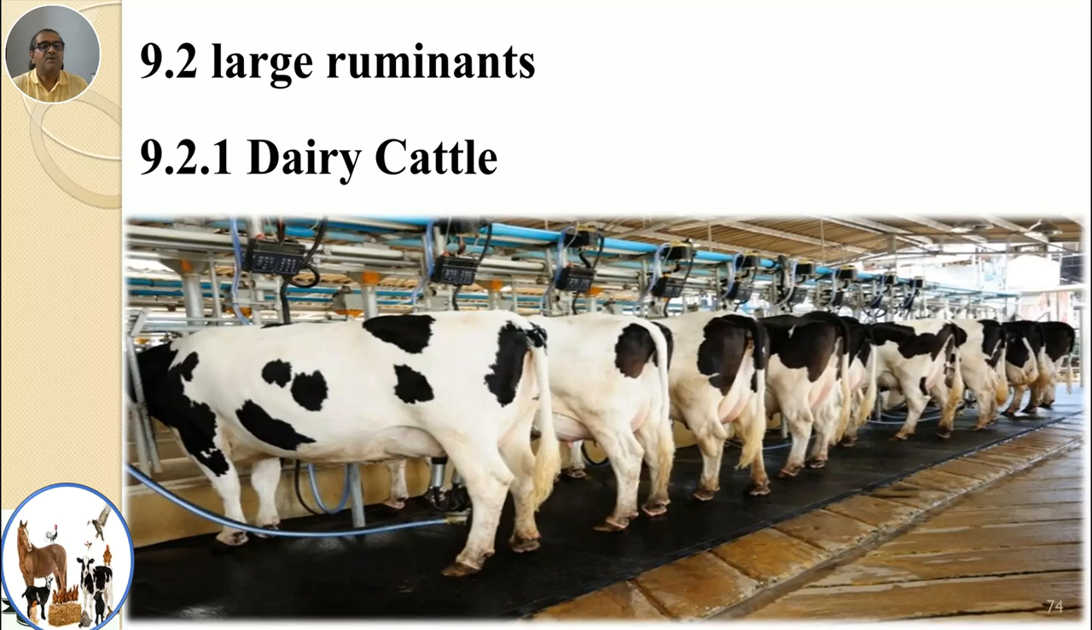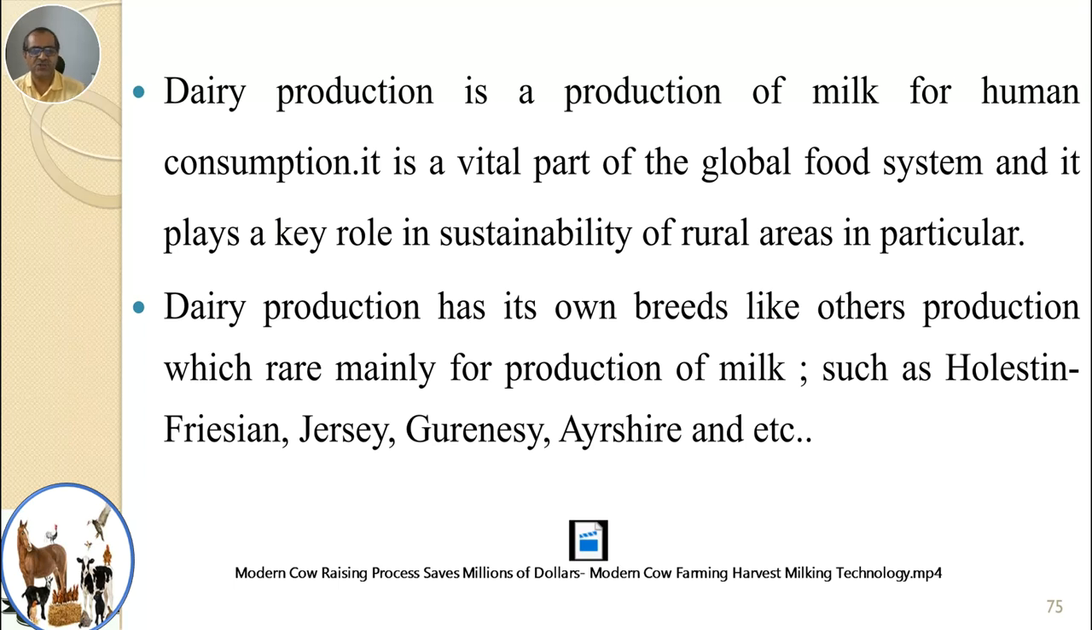Then the large ruminants. We will always talk of the dairy cattle, and we can see that dairy cattle are reared in such a way that a head to head system is there, a tail to tail system is there, and also machine milking, etc. Everyone knows this type of system.